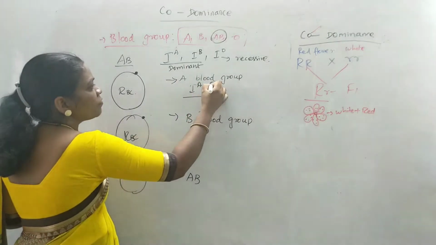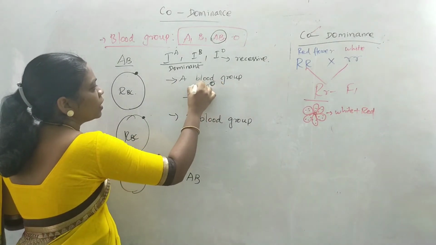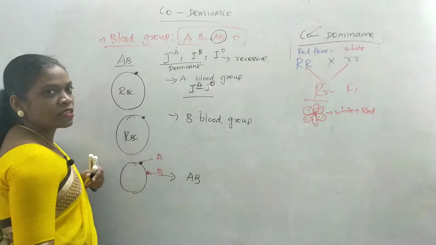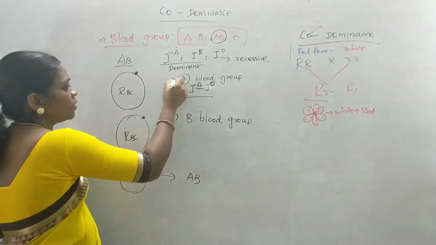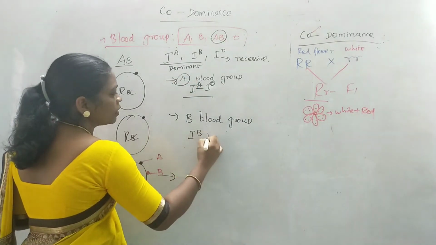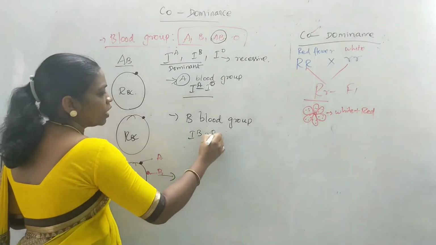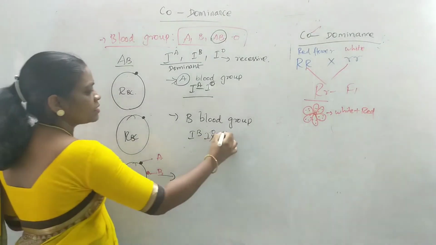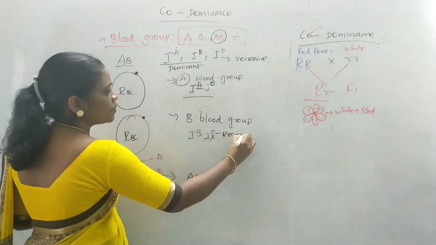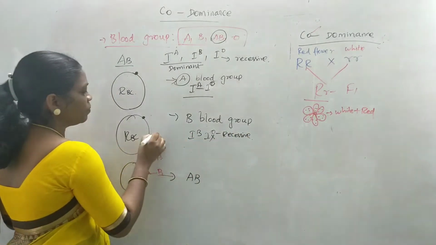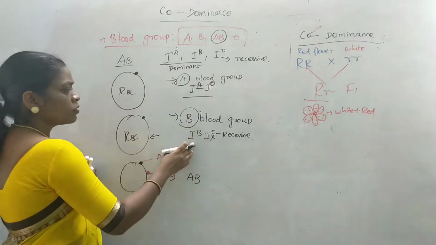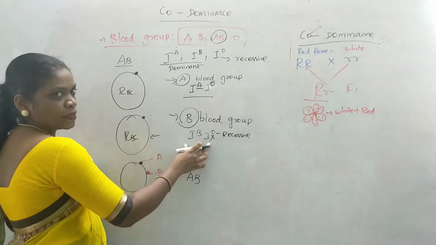If you get a combination of IA and IO, here the dominant gene is going to express its character. So we have got A blood group. Here IB, IO. IO cannot express because O is recessive. Only B is going to express, where we have got the B blood group. So here only the dominant gene is expressed.